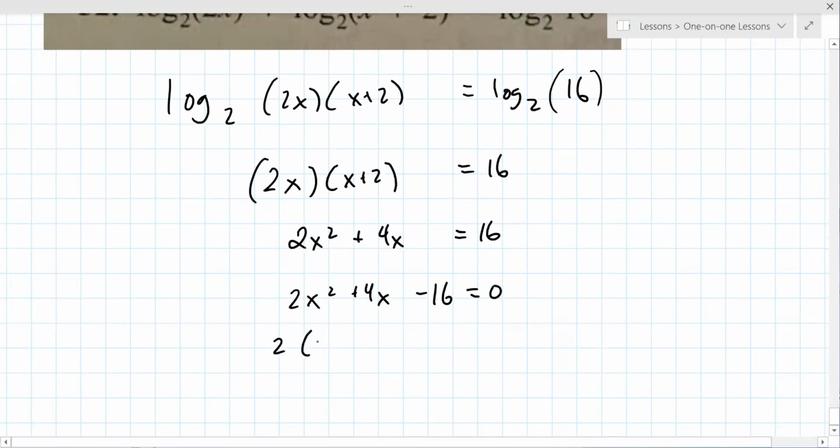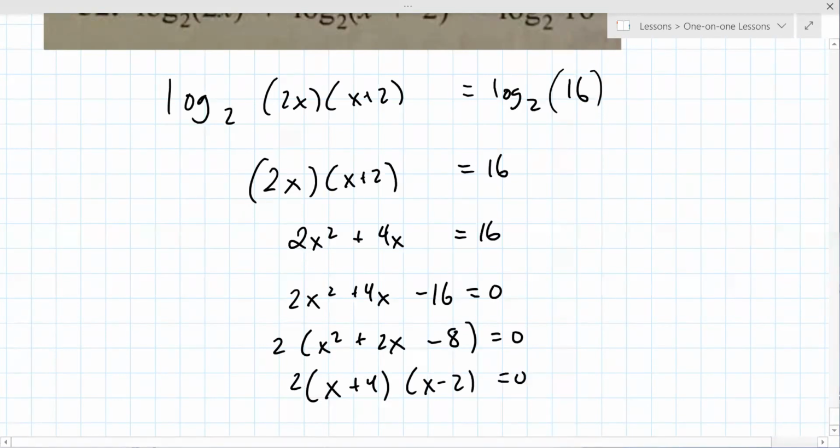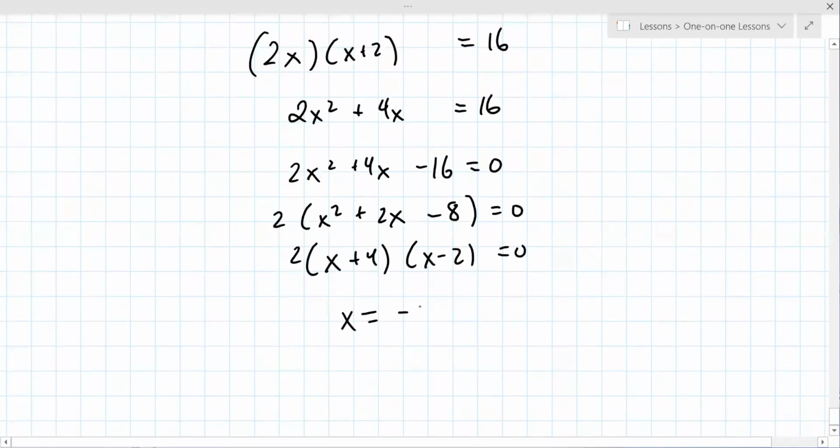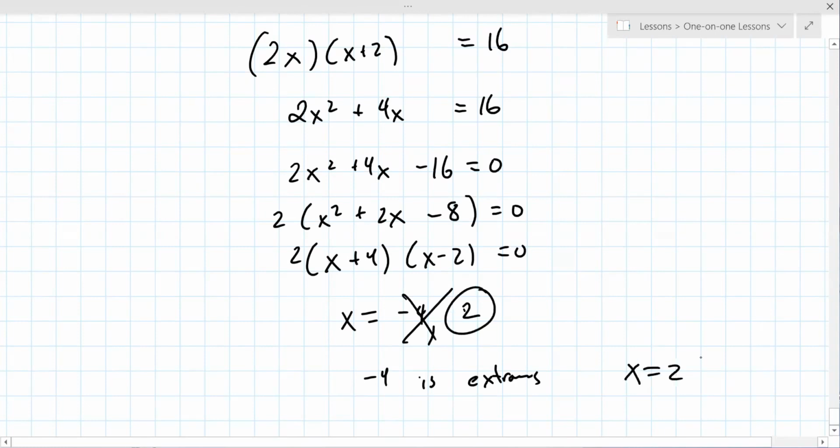I'm going to factor out a 2 because it makes the factoring of the trinomial easier. This becomes x plus 4, x minus 2 equals 0. So you get two answers again. No surprise there. We're getting a bunch of two answer problems. And then, or x equals 2. You'll find that negative 4 is extraneous. So the answer is just 2. X equals 2 in this case. All right.